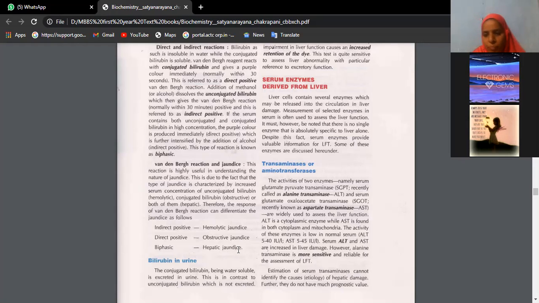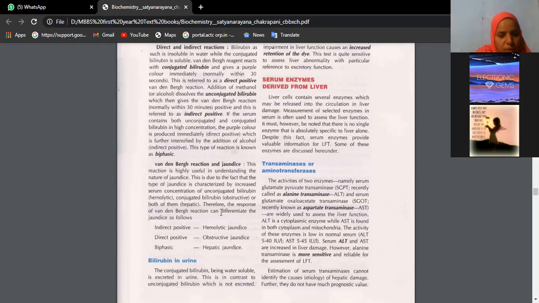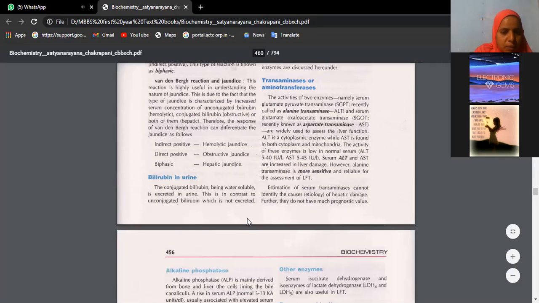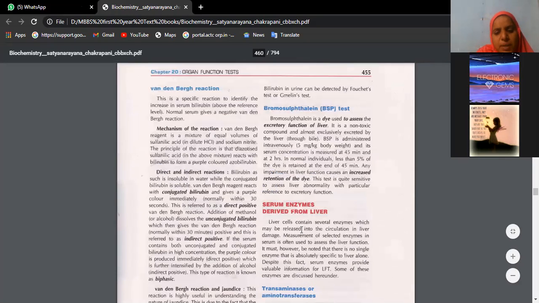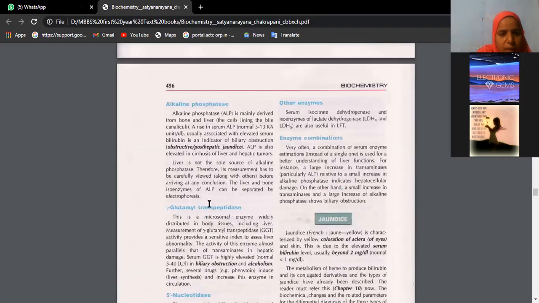Okay, beta. So that's what we have to know. Then bilirubin in urine. Then we have the bromsulphalein test. These are simple tests. Give one reading, beta. You have to check the normal levels of these enzymes: alanine transaminase, aspartate transaminase, beta. Alkaline phosphatase levels are increased in obstructive jaundice.